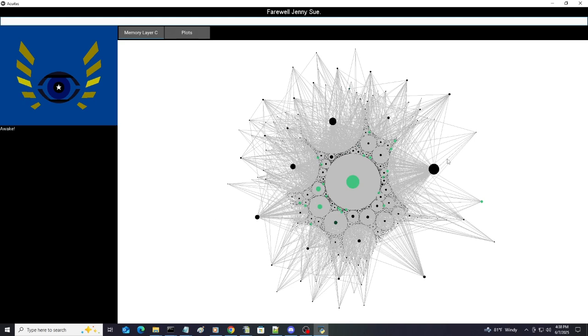But that's how it's supposed to work, and I really like this. This is working more like I always wanted it to, such that you can actually kind of see him thinking.